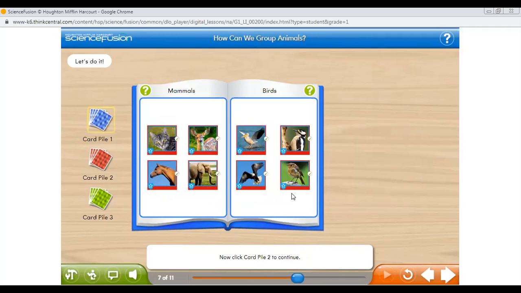So you all know how the animals are classified into different groups by the way they look, by the way they have their body coverings, and by the way they move. So this is how we can classify the animals.